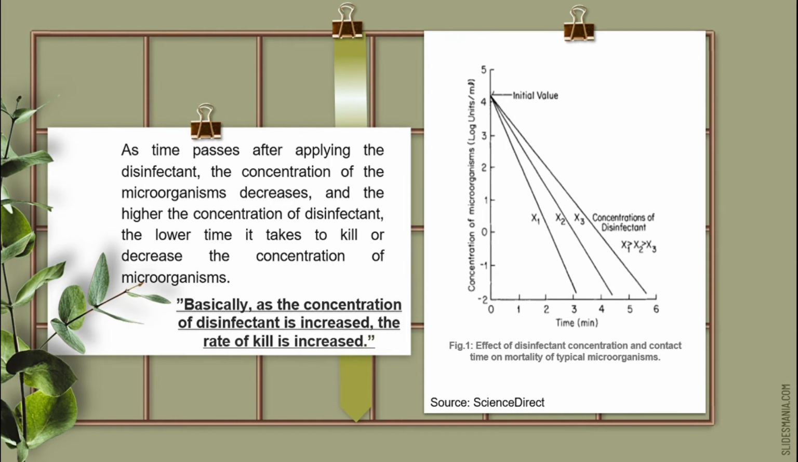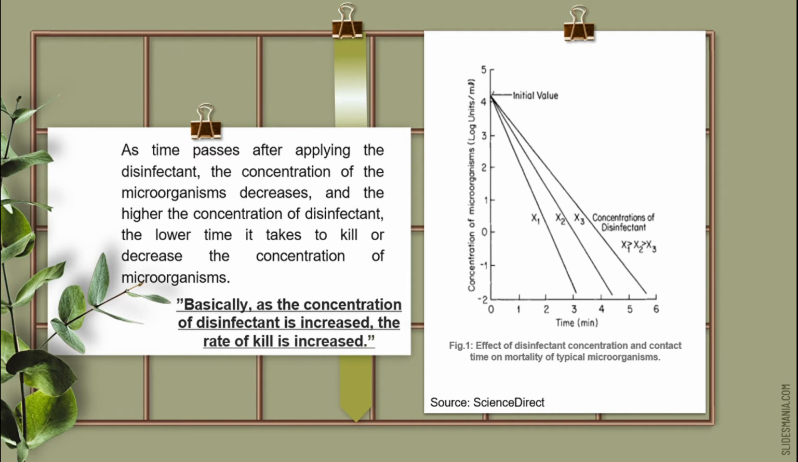Concentration will also affect the effectiveness of the disinfectant against microorganisms. The graph here on the right side shows the effect of disinfectant concentration and contact time on mortality of typical microorganisms. The y-axis shows the concentration of microorganisms in log units per ml, while the x-axis represents the time in minutes. The declining lines represent the concentration of the disinfectant, while this area indicates the initial number or value of microorganisms.